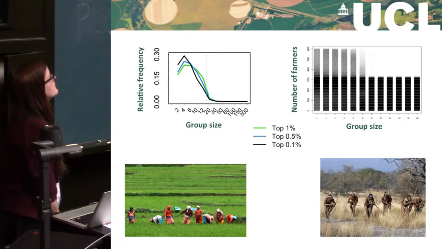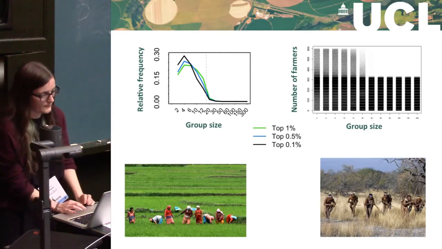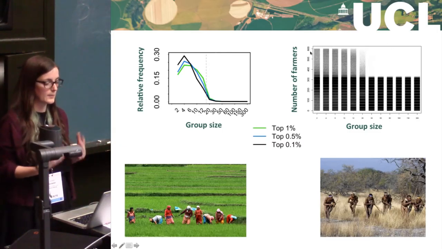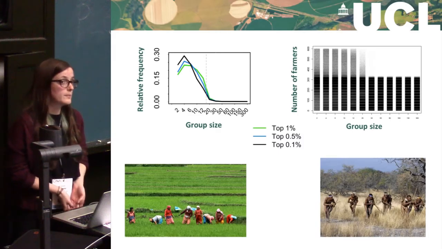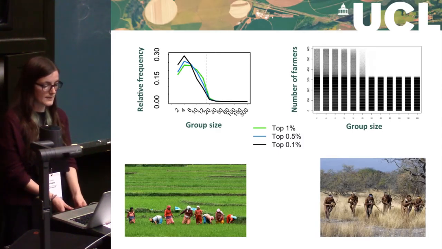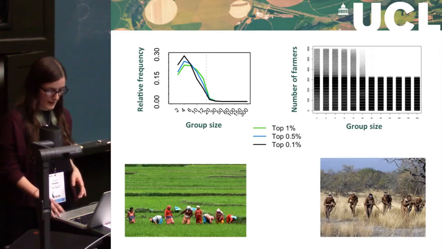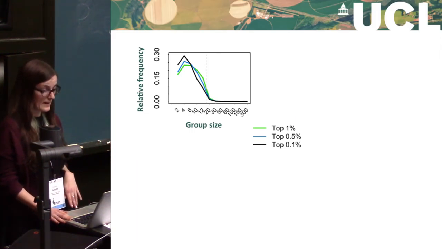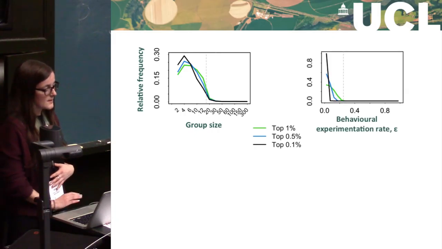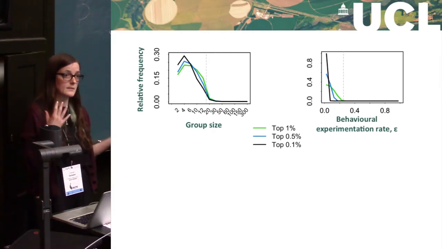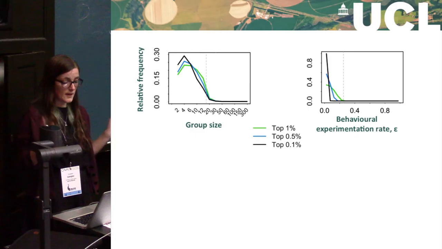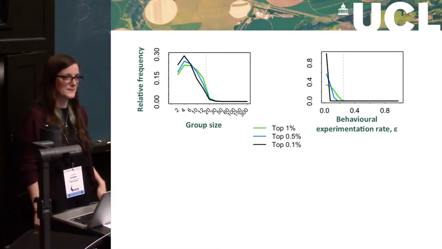And then we just plotted the frequencies of the top slices of this distribution, just to make it a bit clearer. And again, we see groups are quite small, but actually not as small as they could be for farming to develop. So we have graphs like this for all of the 11 parameters. I'm just going to show you five. So there's group size. There's also behavioral experimentation rate, which was the mutation rate, how often they just randomly switch between different strategies. And for farming to develop, we found that this should be really low, but obviously it can't be zero because they all start out as foragers, so you need there to be some mutation, otherwise they'd all be foragers.